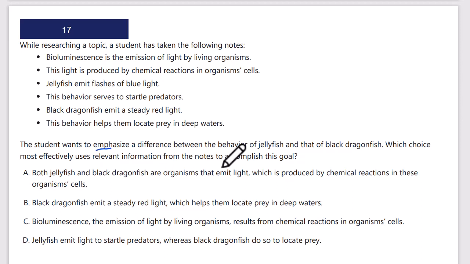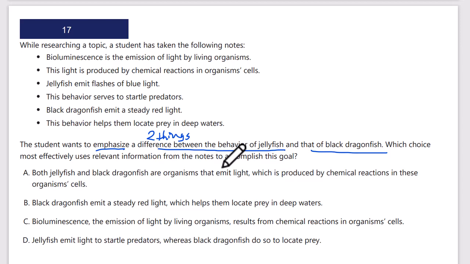Student wants to emphasize a difference between the behavior of jellyfish and that of black dragonfish. I don't even know what a black dragonfish is, okay? So we want a difference. So we're going to talk about both things. We can't just have an answer with one. Probably two answer choices will mention just one only. They will be wrong. And then there'll probably be one answer that shows what they both do in common, a similarity. That will be wrong. We want to discuss the differences.